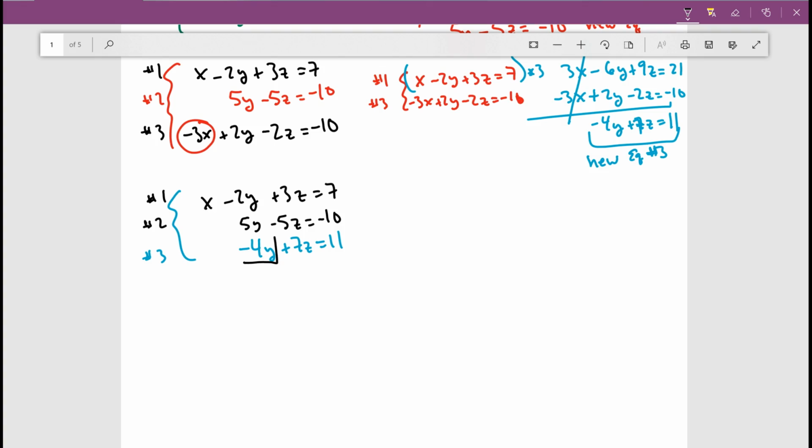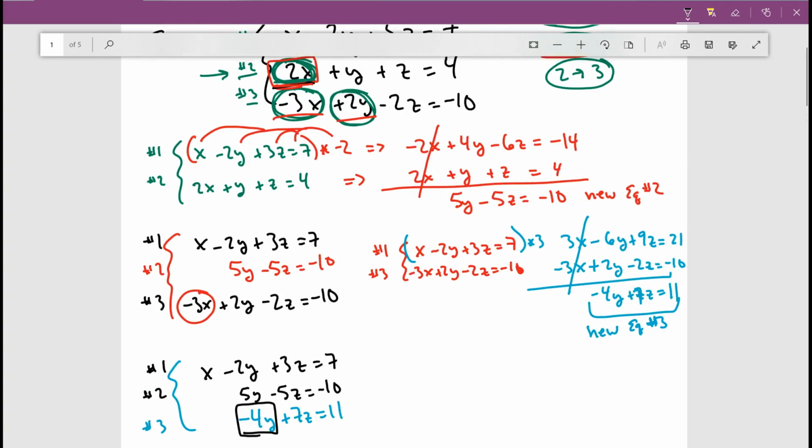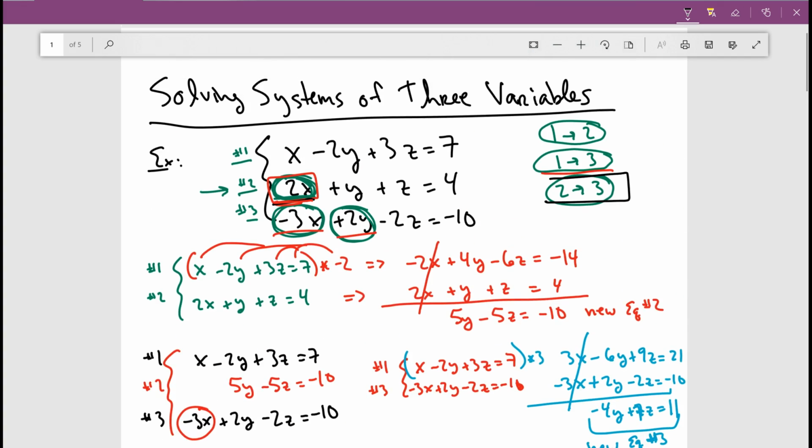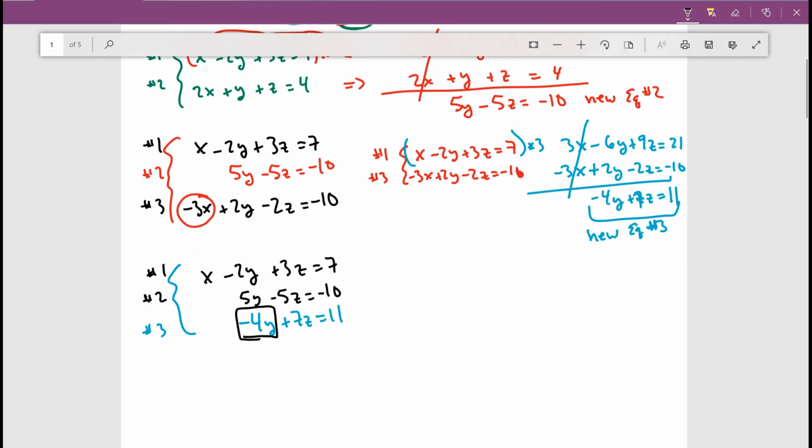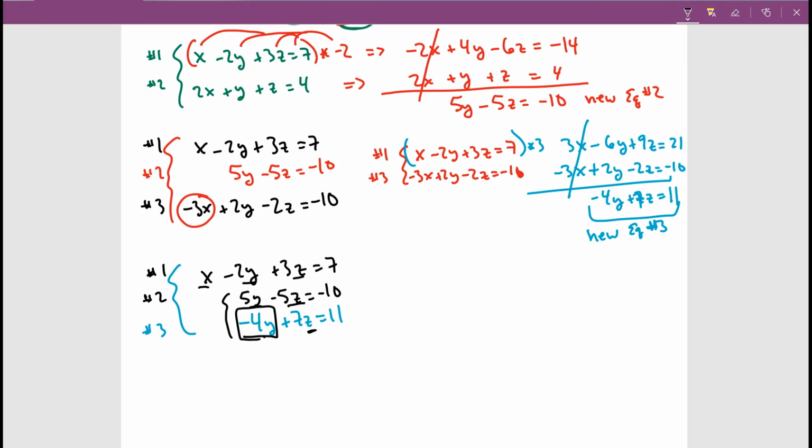Now I want to get rid of this negative 4y. Okay, so what am I going to do? What is the last one that I got to do? Is 2, 3. So I'm going to use equation number 2 and 3 to get rid of this negative 4y. So if you see, I started off with 3 variables. Then I'm down to 2. Here I only want 1. That's exactly what I want. So I'm going to use these 2 equations. Okay, these 2. So I want to eliminate this y.